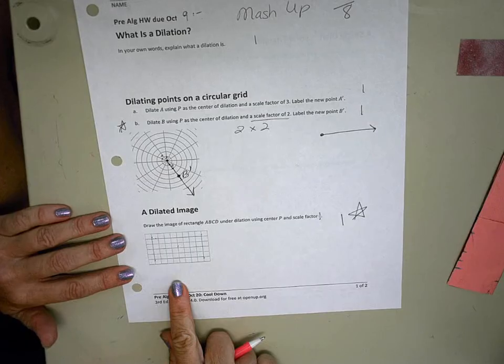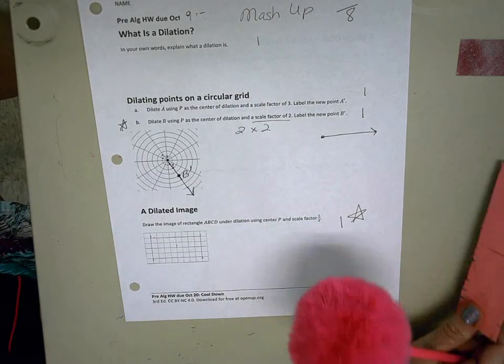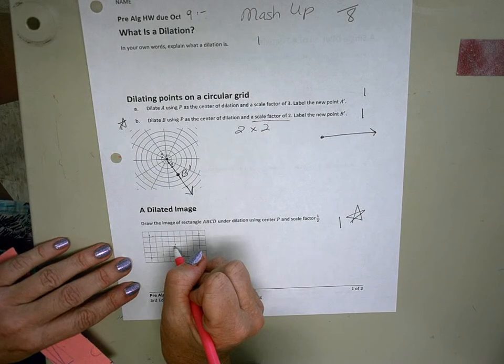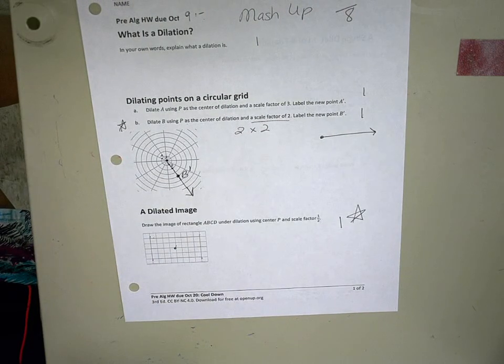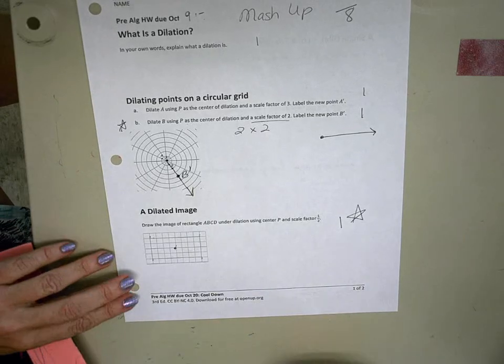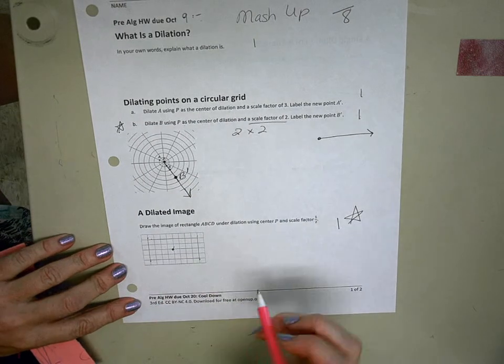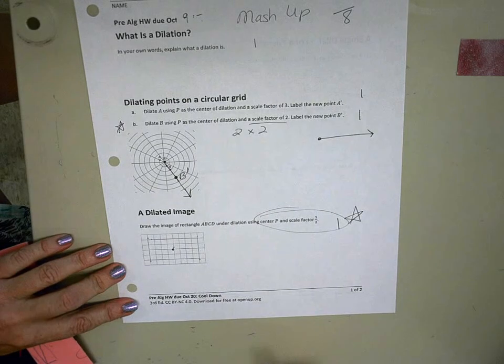For the dilated image, we talked today about 2 different strategies. So P is our center. Today's problem in class, the center wasn't the exact center of the rectangle, which made things, I thought, a little bit more interesting. But for the homework, we'll just make P the center here and a scale factor of 1/2.